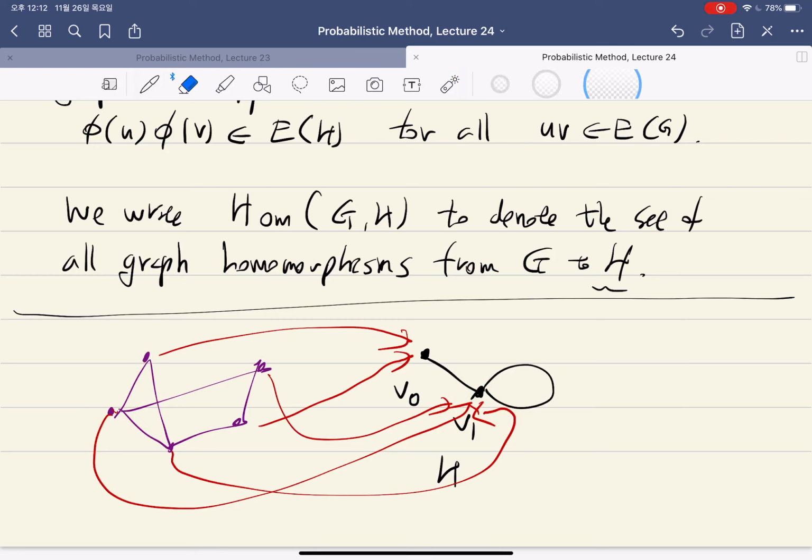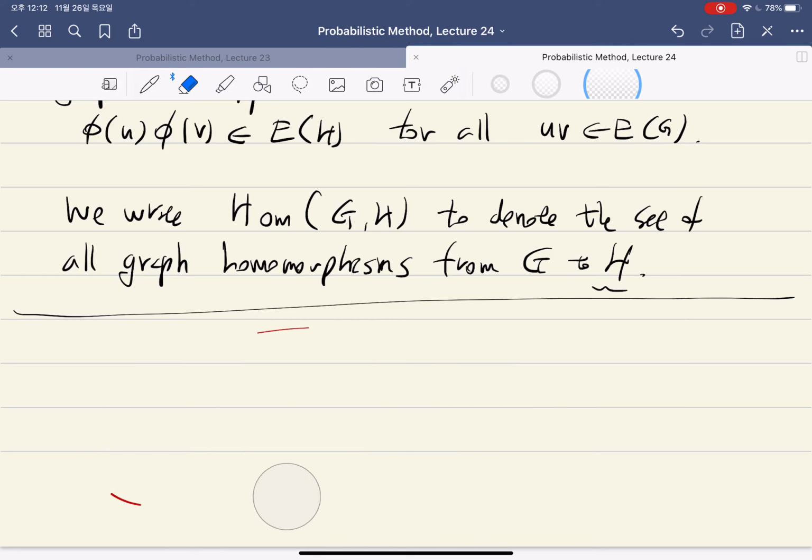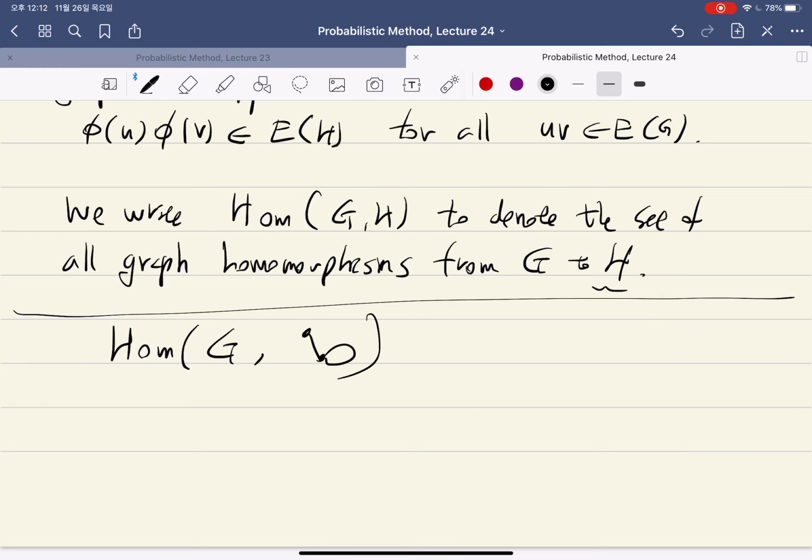So it's actually easy to see that the set of homomorphisms from G to this graph has a natural bijection between the independent sets and these homomorphisms. So the number of independent sets in G is the same as the number of homomorphisms from G to this looped simple graph.